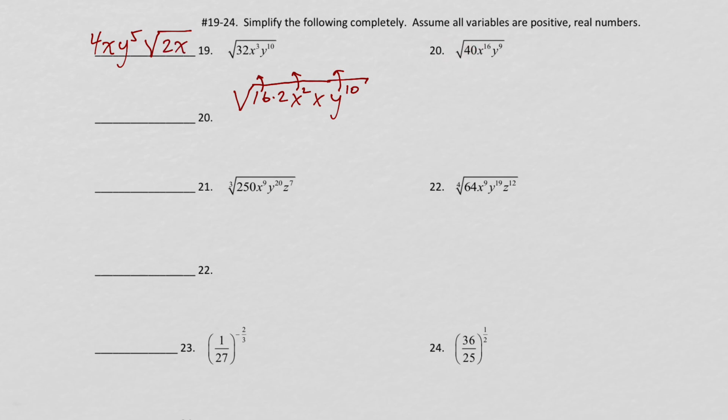The largest perfect square factor of 40 is 4 times 10. So I'm going to rewrite this as 4 times 10. X to the 16 is good the way it is, but y to the 9th has got to be written as y to the 8th times y. I'll square root the 4 and we'll get 2. I'll take this out and I'll divide the exponent by the index and get x to the 8. I'll take this out and we'll get y to the 4. 8 divided by 2 is 4. Times the square root of the stuff that couldn't come out, the 10 and the y.